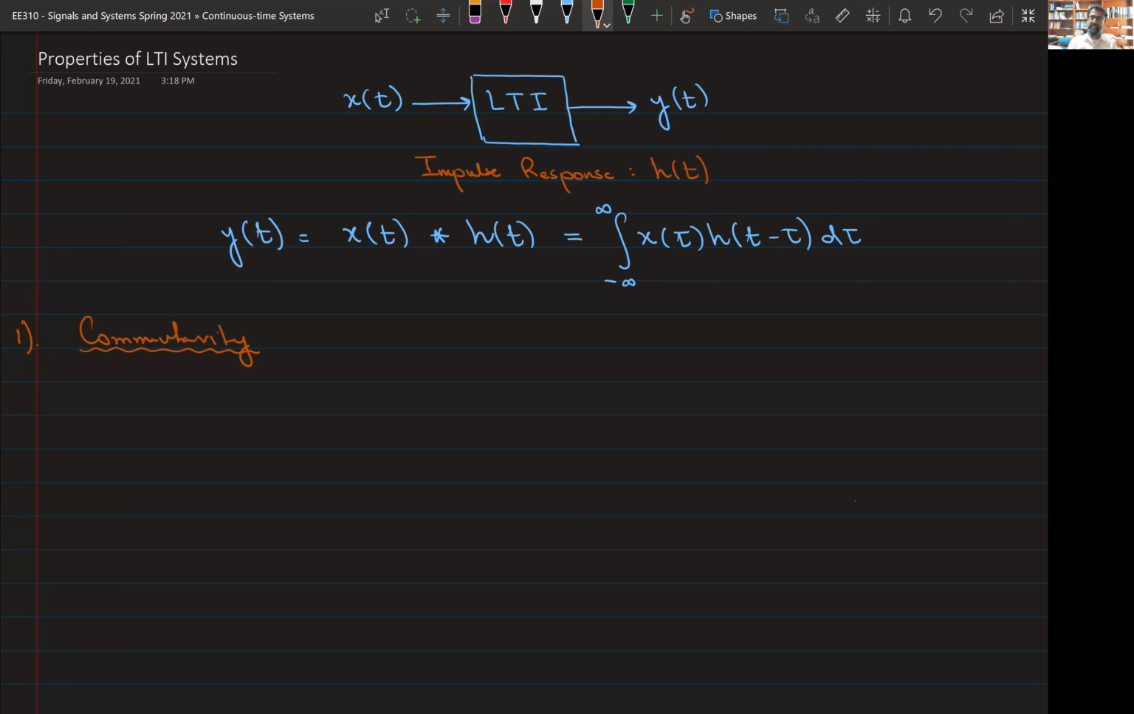Just like addition is commutative, in the sense a plus b is exactly the same as b plus a. Multiplication is commutative, a multiplied by b is the same as b multiplied by a. Similarly, the convolution operator has the property that x convolved with h is exactly the same as h convolved with x. The order of the convolution does not matter, which one is first or second doesn't really matter. And the proof for this is something we've actually done already.